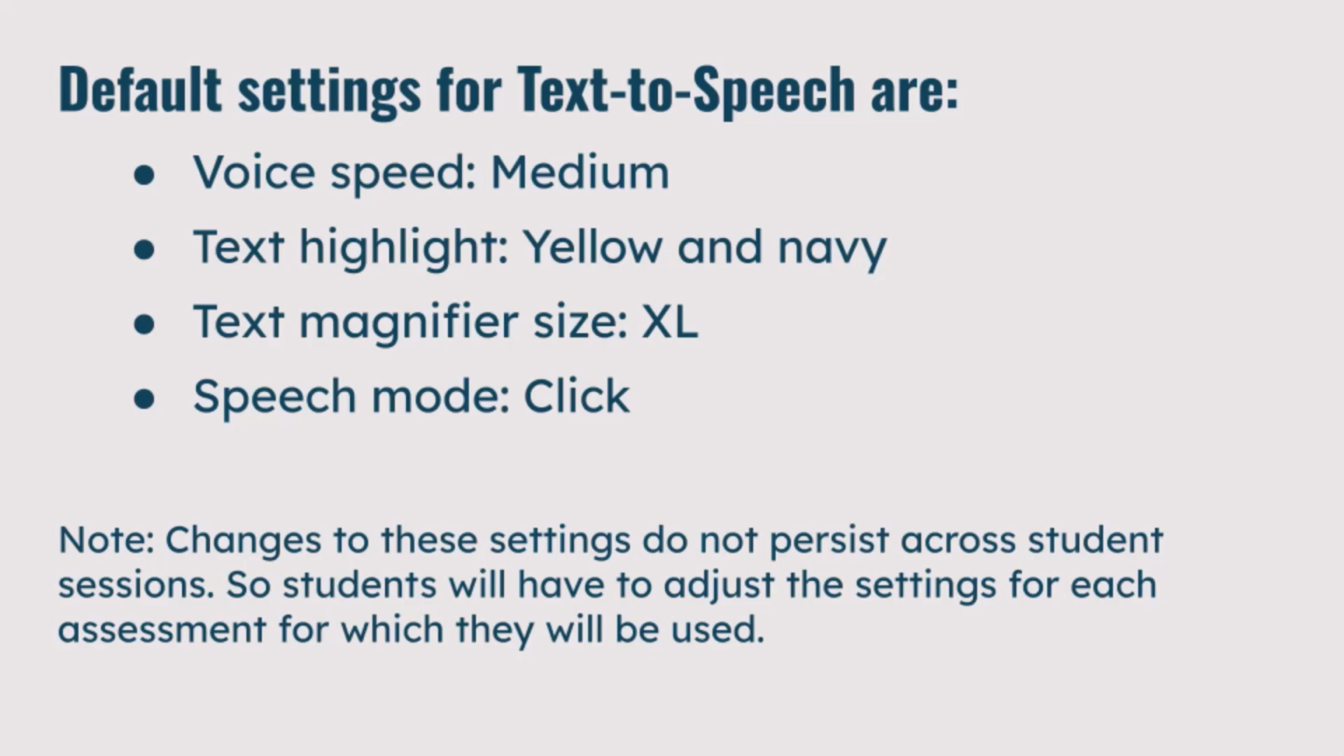The default settings for text-to-speech are voice speed, medium; text highlight, yellow and navy; text magnifier size, XL; speech mode, click. Note, changes to these settings do not persist across student sessions, so students will have to adjust the settings for each assessment for which they'll be used. In other words, if a student adjusts the settings to the desired mode for an assessment during the morning and then has another assessment in the afternoon, the settings will have to be adjusted again for the afternoon assessment.